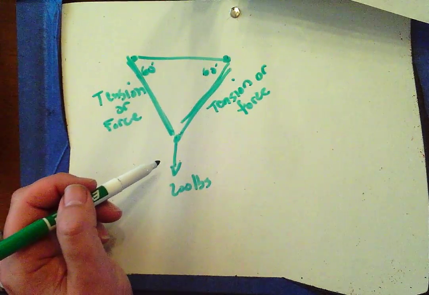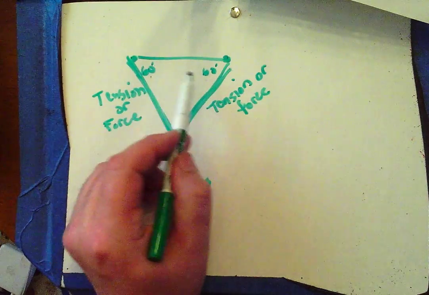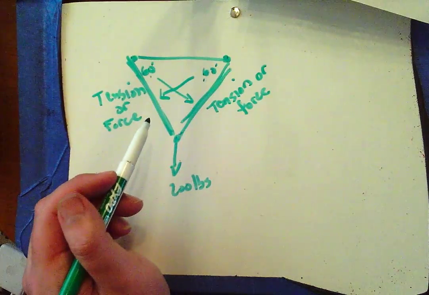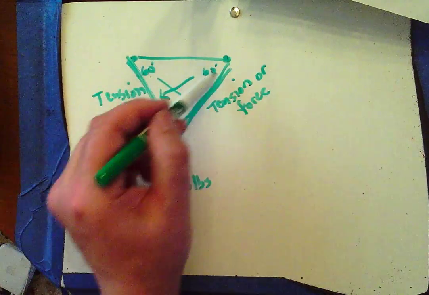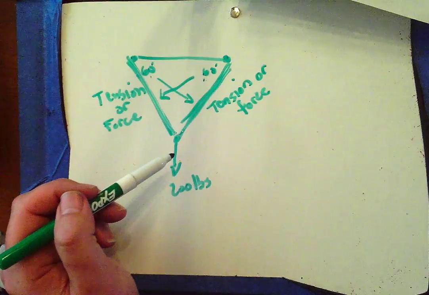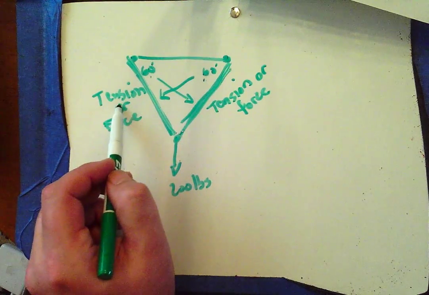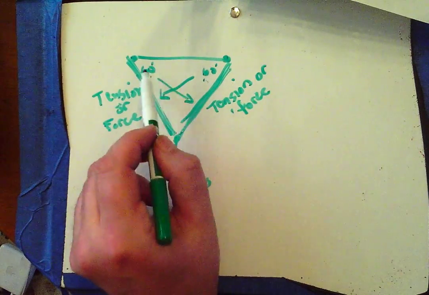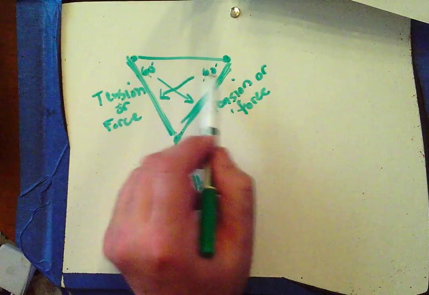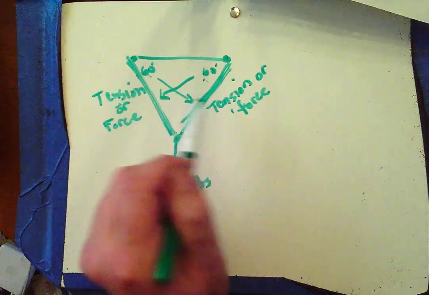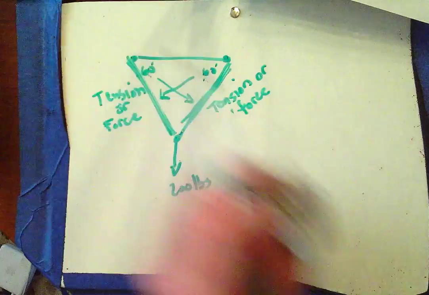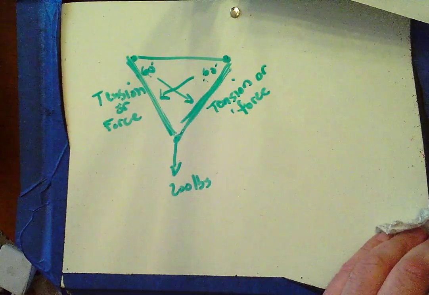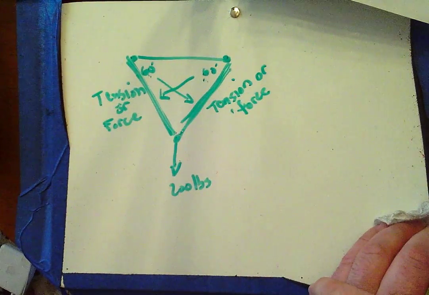So let's think about this. Since these angles are the same, I know from the isosceles triangle theorem that these magnitudes must be the same. So the force for this one and the force for this one are going to be the same amount of force because these angles are the same. If the angles were different, I'd have different forces on each, and that's a harder problem. Let's save that for honors trig class.